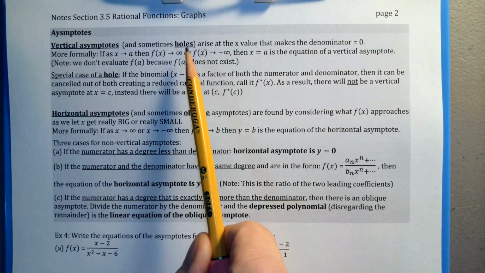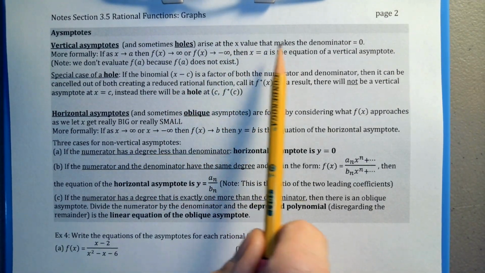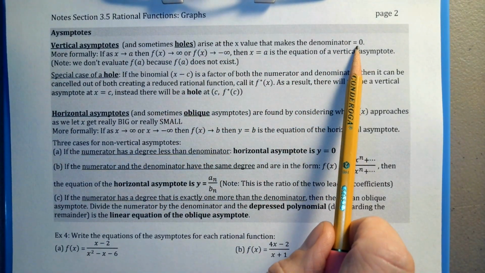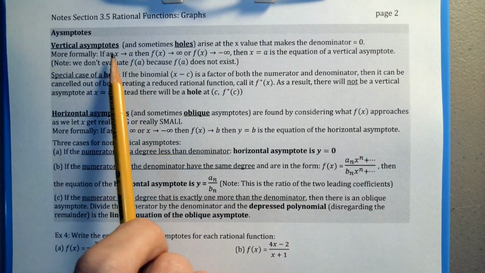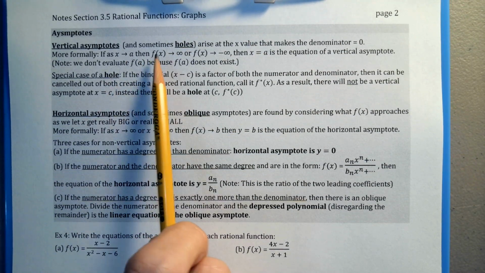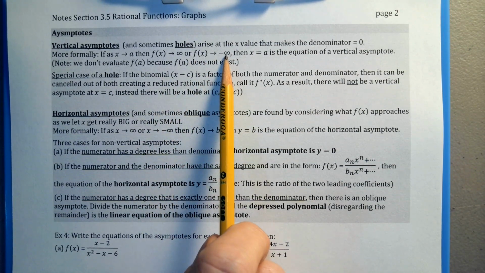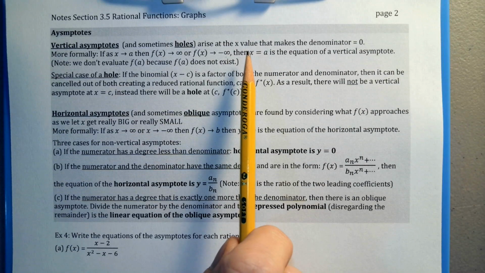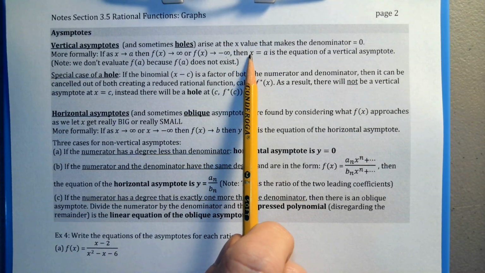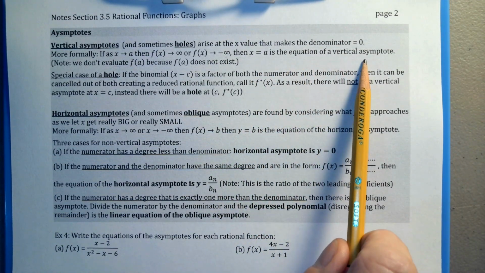All right, so vertical asymptotes. And sometimes instead of a vertical asymptote, we have a hole. But they arise at an x value that makes the denominator equal to 0 in the original function that they give us. So as x gets closer and closer to some value a, then f of x, the function, is going to approach infinity or negative infinity. And if that happens, then x equals a is going to be the equation of that vertical asymptote.